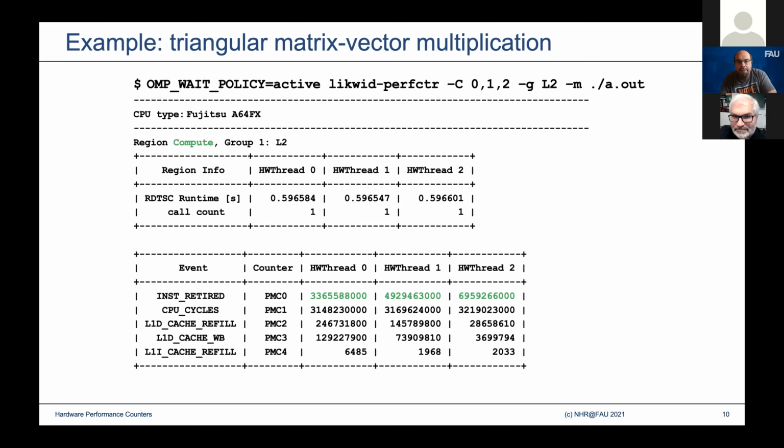If we run that, it's also on this A64FX node. We can see that the instructions are rising. So the number of instructions per thread are rising. So the first one is doing the least, and the last thread is doing most of it. Why is this?